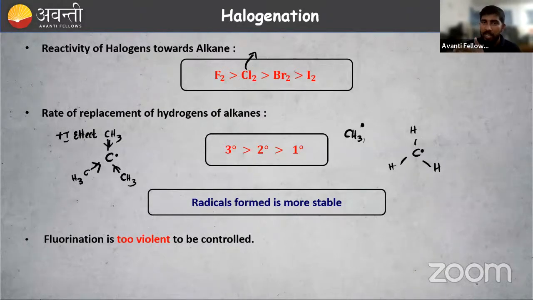Then there are 3 steps: chain initiation, chain propagation, and chain termination. That is the mechanism. Free radicals are formed. Based on the stability of the free radical, we can say the rate of halogenation, that is, which alkane reacts faster towards our halogen. So that is all about halogenation.